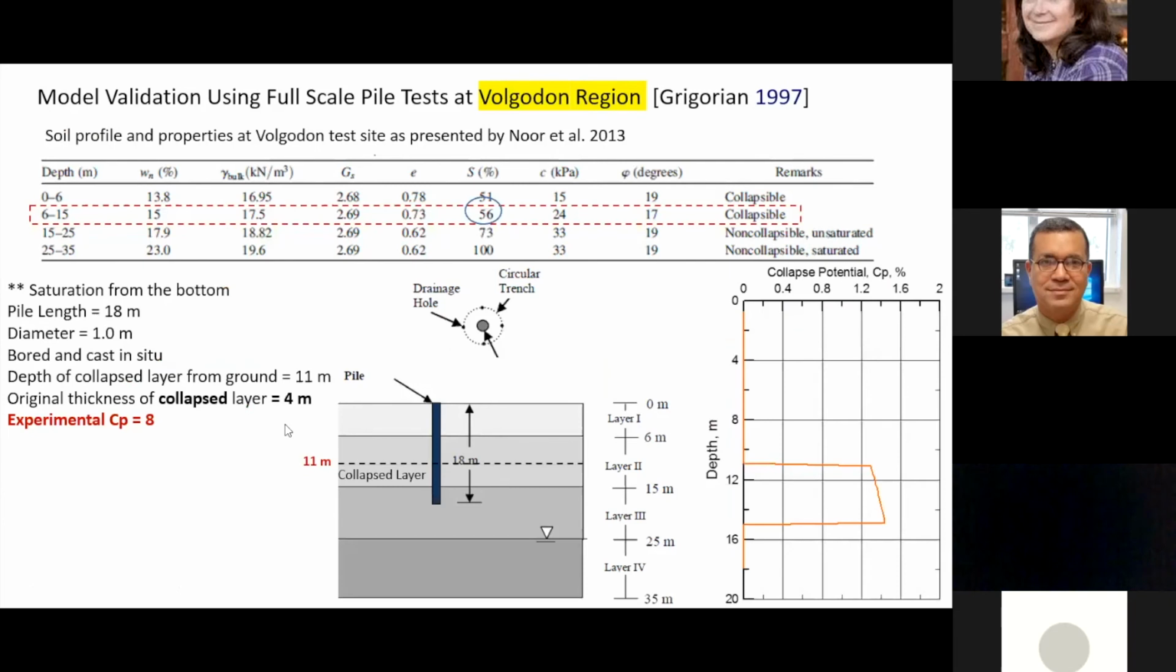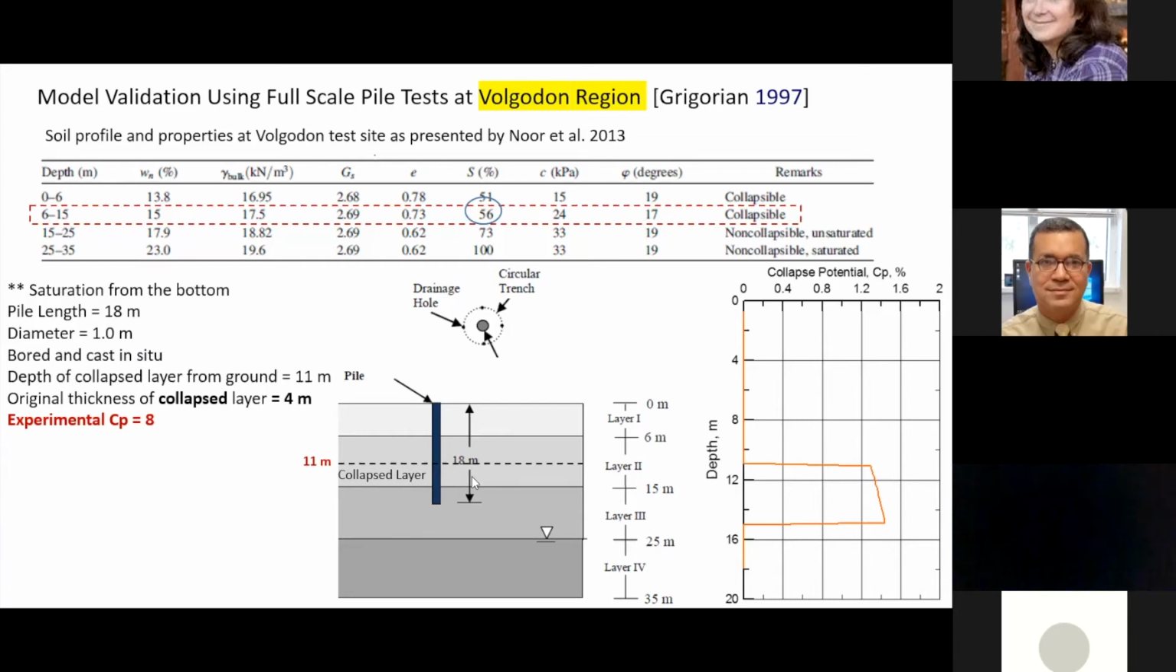The second test was a different story. The second test that those guys had, in fact, is like this one. We have a pile 18 meter, and that pile is embedded here, and it's 1 foot diameter. And the collapsible layer, in fact, was deep. It was from, if you check it here, from 6 meter to 15 meter. This is too deep, and you can see it here, there.